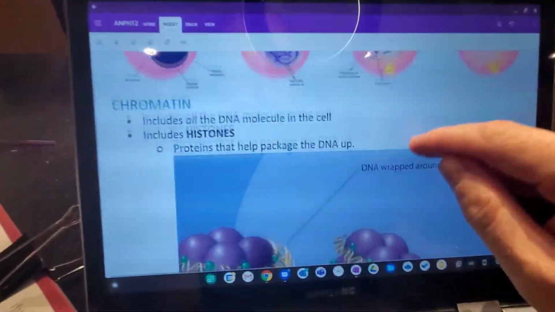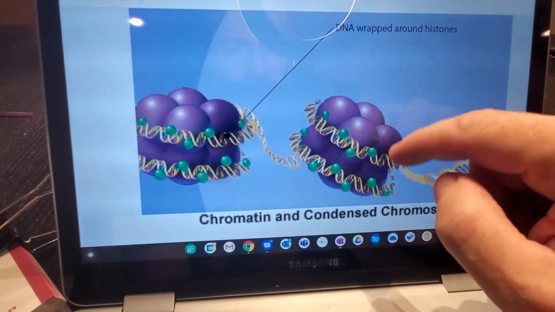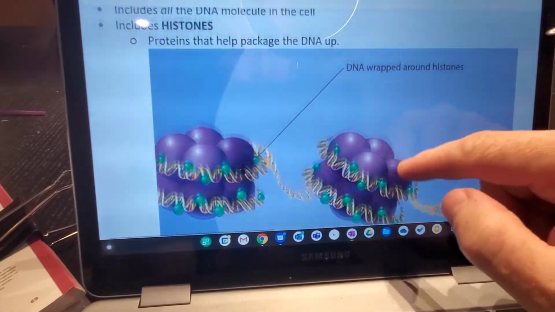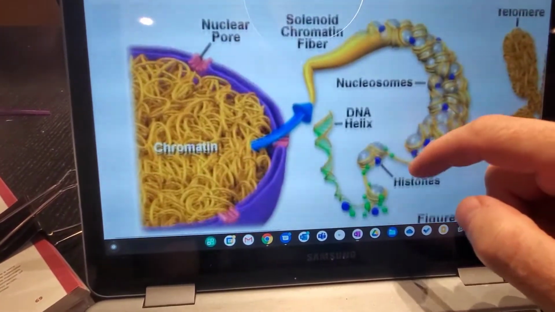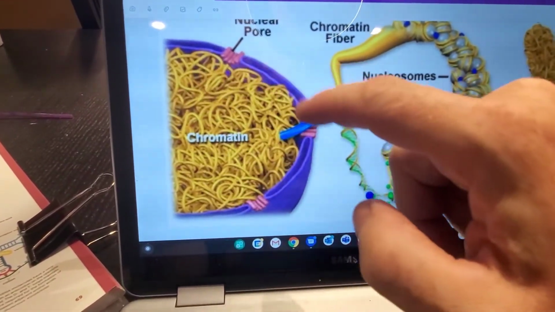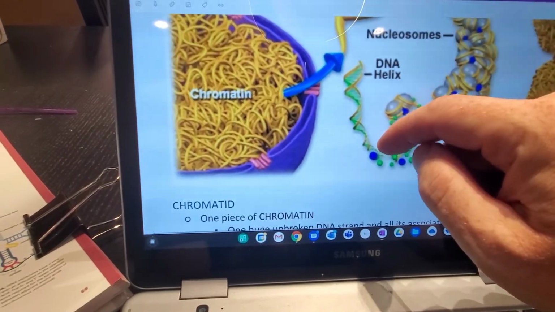There's a nice image here. Let's look at this image. Okay, so there's the DNA molecule wound around these histones, chromatin. You can see there's chromatin. It's all the proteins inside the nucleus. Look at all that DNA, all that spaghetti. It makes me want to eat spaghetti.